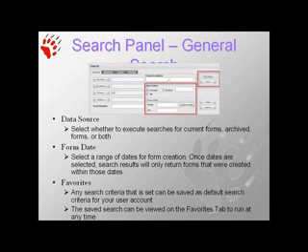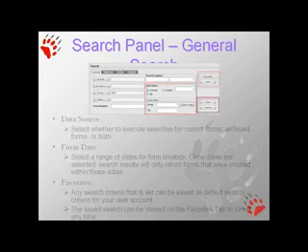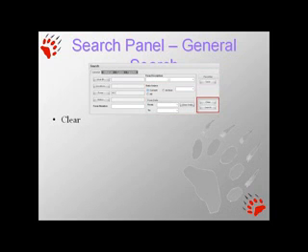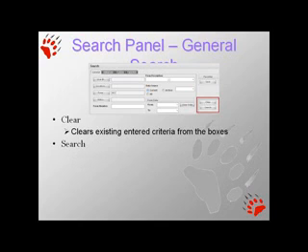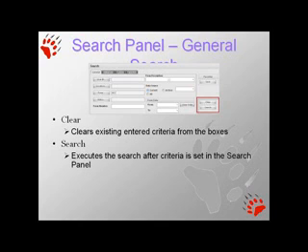Your form date, or select your date ranges again. If you click on the drop-down arrow, it gives you a calendar. You can pick your date ranges from the calendar. And your favorites button obviously allows you to save to your favorites. And then you lastly have the clear and the search button. The clear button will clear any existing criteria within the search panel, and the search will execute the search.